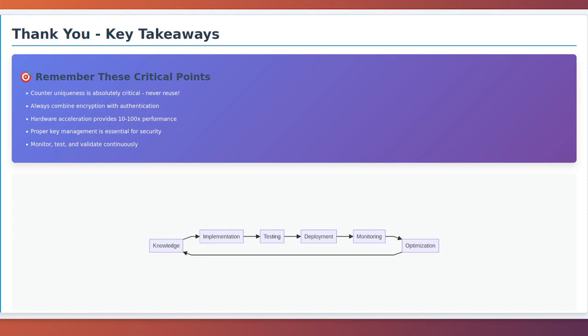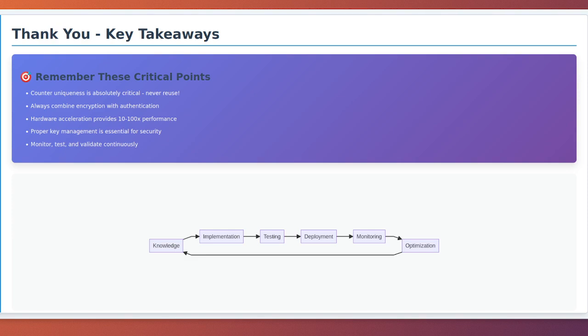We've explored the careful dance of counter management, where a single reused value could compromise security, and the elegant simplicity of XOR operations that provide confidentiality at wire speed. The integration with ESP adds layers of complexity but also provides the framework for authenticated, replay-protected communication channels. The key takeaways you should remember are: first, counter uniqueness is paramount. Never allow counter reuse within an SA lifetime.